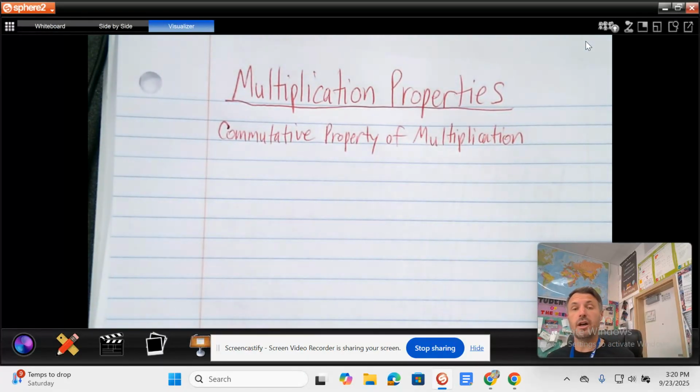So remember, the commutative property of addition said that you can add numbers in different order and you still get the same sum. In other words, the answer to an addition problem doesn't change even when you change the order of the addends, the numbers that you're adding. Well, that's exactly the way it works in multiplication too. So the commutative property of multiplication says that when you're multiplying, the order of the factors does not change the product. In other words, you can change the order of the numbers or the factors that you're multiplying, and it doesn't change the product or the answer.